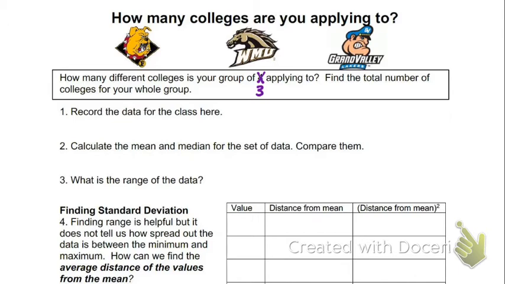Does that make sense? All right, I'm going to give you guys about 2 minutes to do this, because then we're going to move into the data analysis part, okay? So find a group of 3, decide together how many total colleges or universities you guys are thinking or planning on applying to, all right? Take 2 minutes and go.